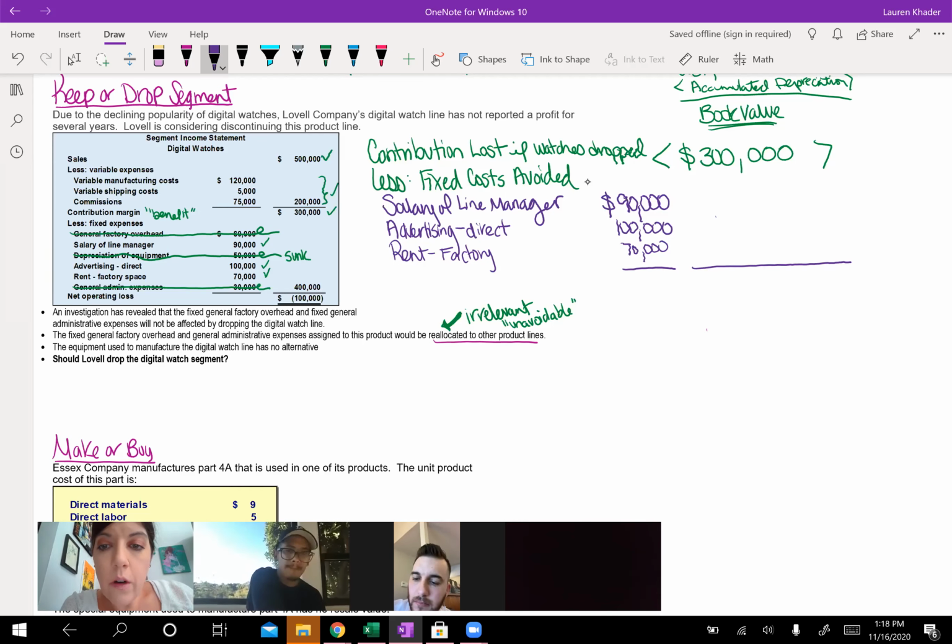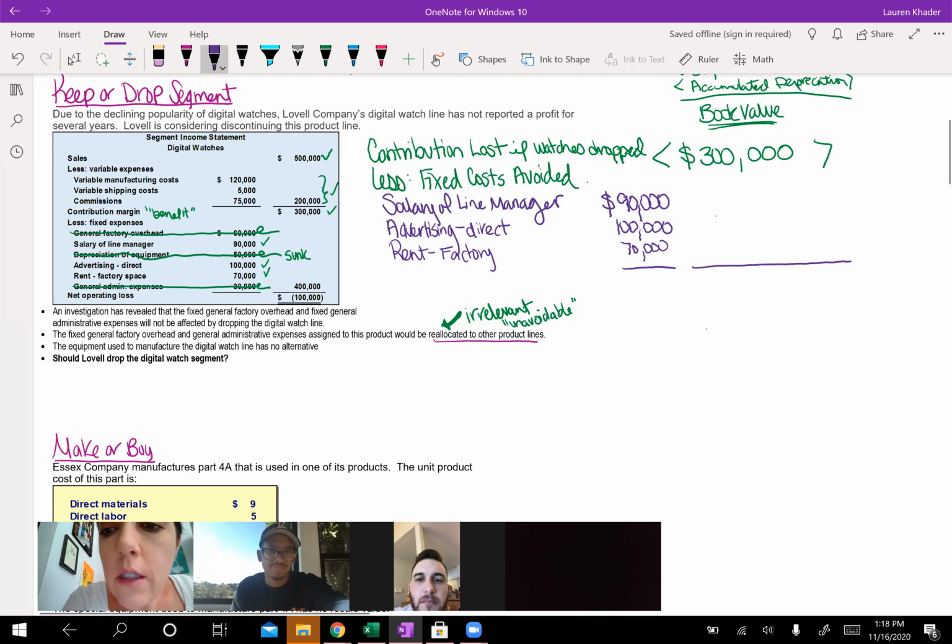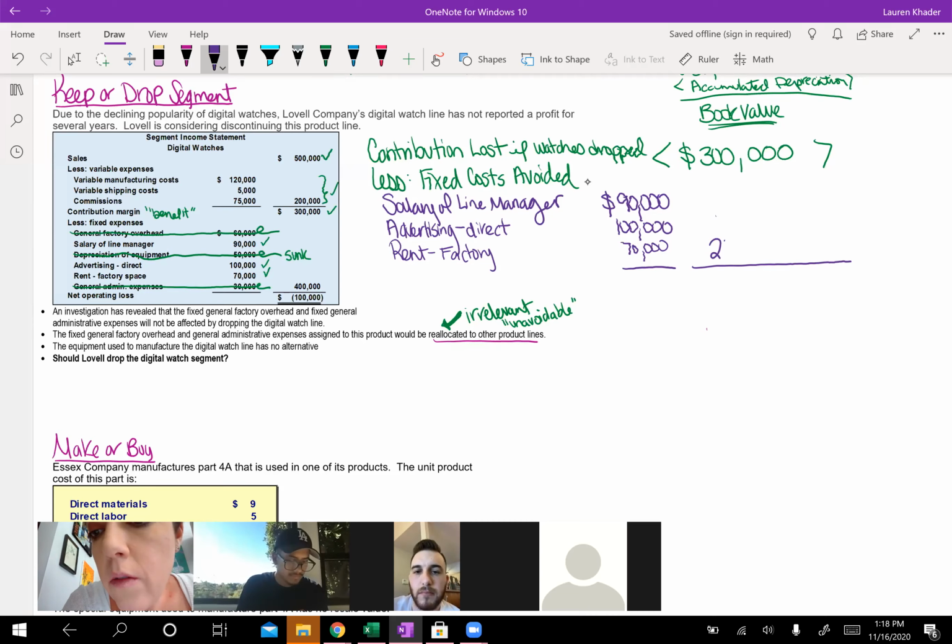So the fixed costs that we're going to avoid total how much? These are the true fixed costs that are directly related to this digital watch line, this division. $260,000. So they have $260,000 in true costs for this division versus $300,000 in a benefit, which is contribution margin.